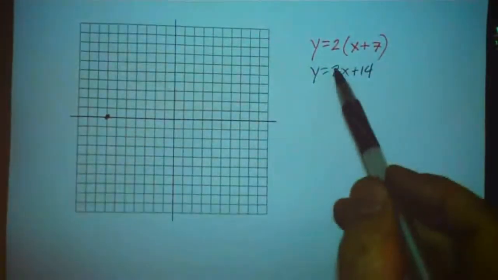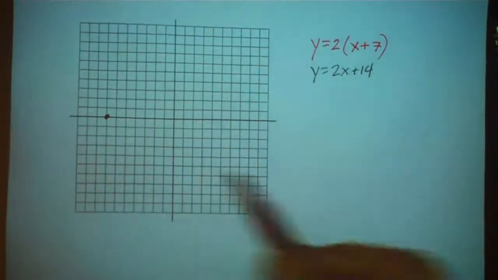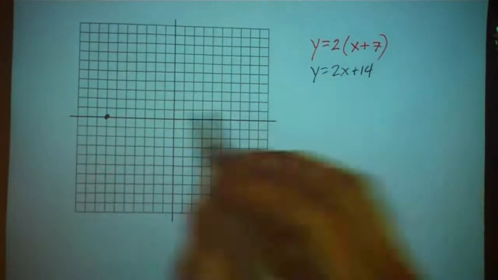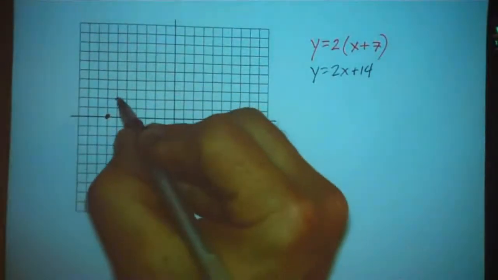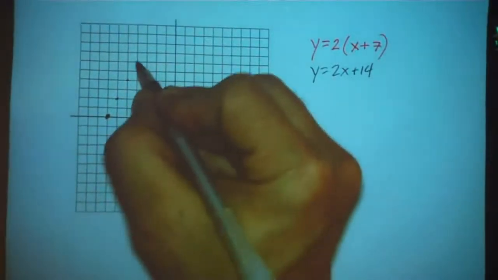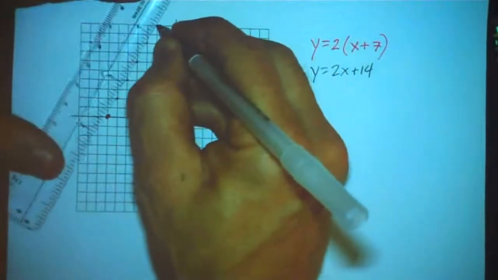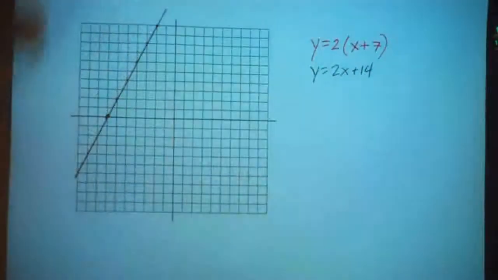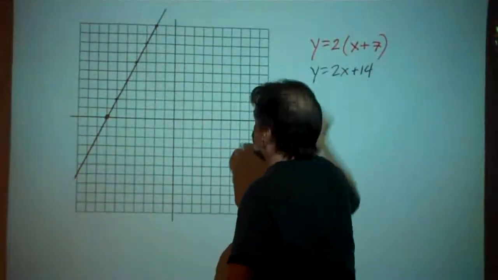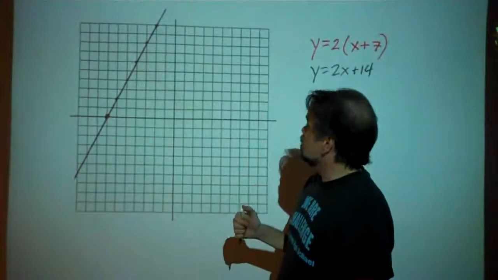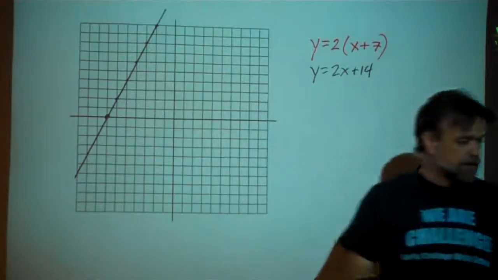And sure enough, if I plug in negative 7 in here, I get negative 7 plus 7 is 0, times 2 is 0. So now I can use my slope of 2 and say, as x increases by 1, y increases by 2, 1, 2, 1, 2, 1, 2, and then I get this line right here. And sure enough, it looks like that's going to go up and hit the y-axis at about 14. So that looks like a good graph. Well, this is good. This way I'm able to graph some lines without having to use the y-intercept.